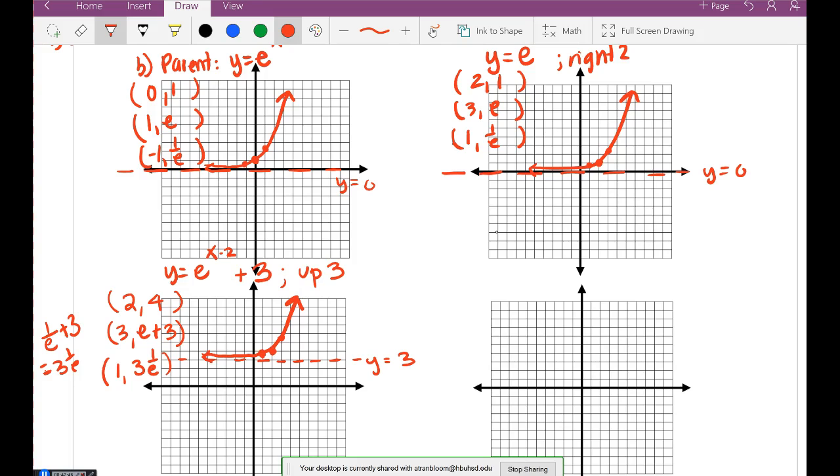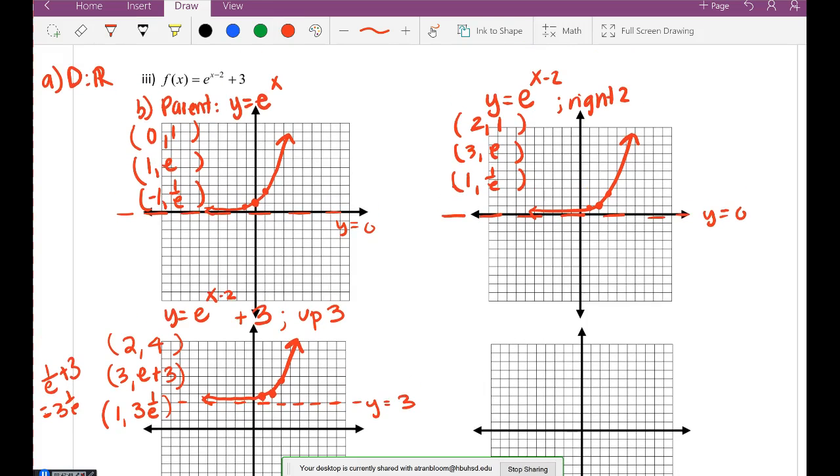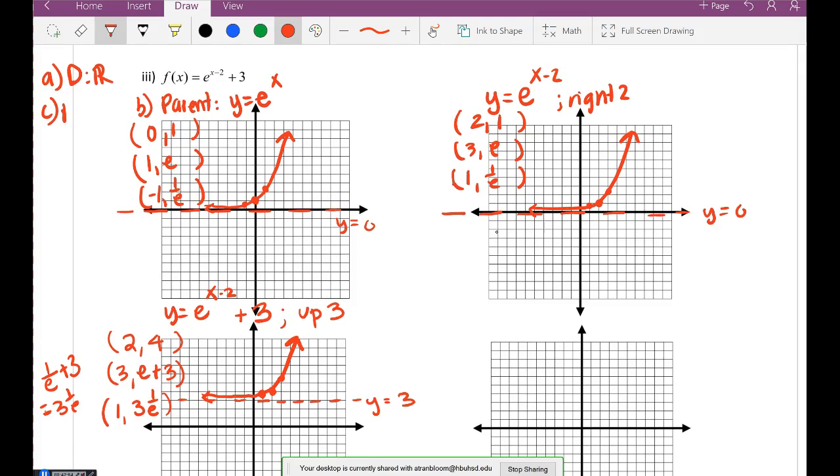Okay. All done with graphing. So A and B are done. What was C again? What did it want us to do? Range. Okay, good. Range for this is y is greater than 3. Asymptote, HA or VA? HA at y equals 3. Beautiful. D is looking for its inverse. Am I correct?